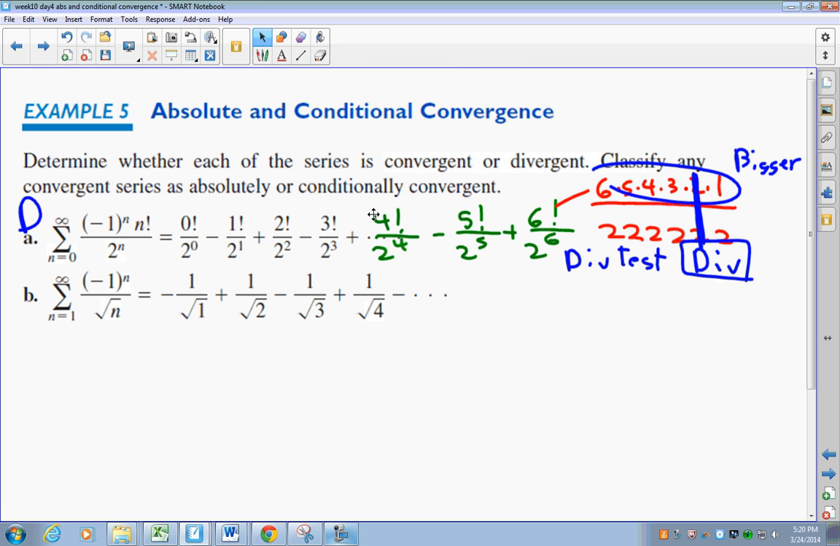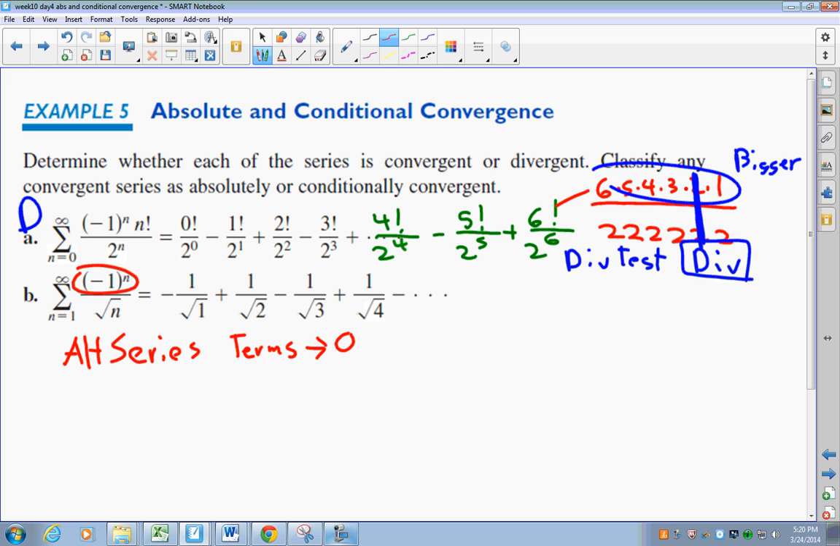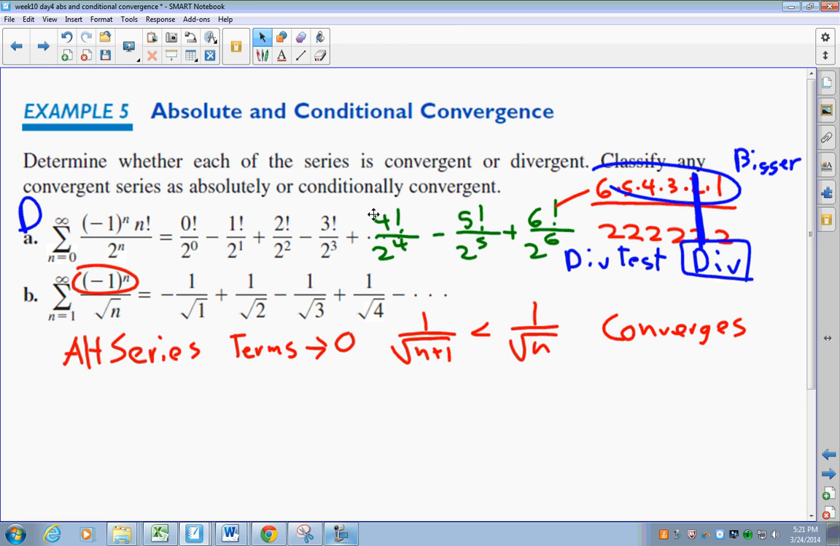Okay? Let's look at B. Okay? So on B, I see this, so it's an alternating series. Okay? The terms go to 0. And 1 over this is always smaller than 1 over this. So this by himself converges. Okay? Since it converges, let's look at it with the absolute value with it.